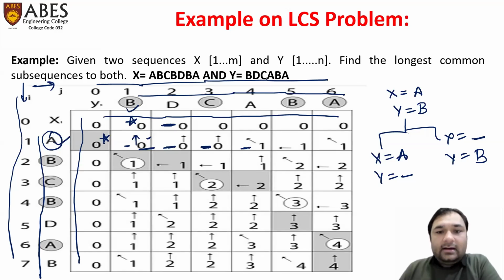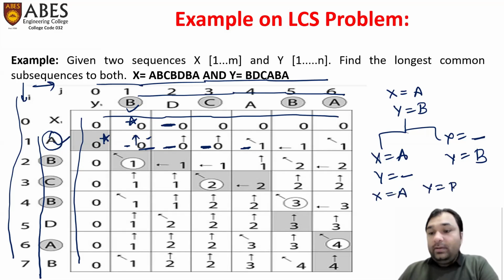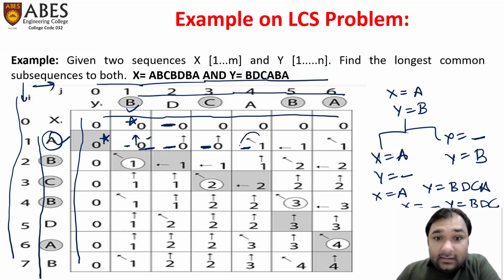Now here it comes. The situation here is x equal to A and y equal to BDCA. So it will be taking a value from x equal to null and y equal to BDC. This value is taken from that position and 1 is incremented to this.